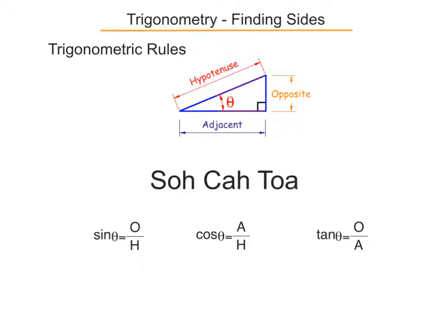So the first thing to remember is that when you're using trigonometry, it only works on a right angle triangle. So you need a right angle in your triangle. You need to label the triangle with opposite, adjacent and hypotenuse. That helps you decide which rule to use. There are three that you can choose from: sine, cosine and tangent, and SOHCAHTOA is the word that helps you remember those rules. Sine is opposite over hypotenuse, etc.